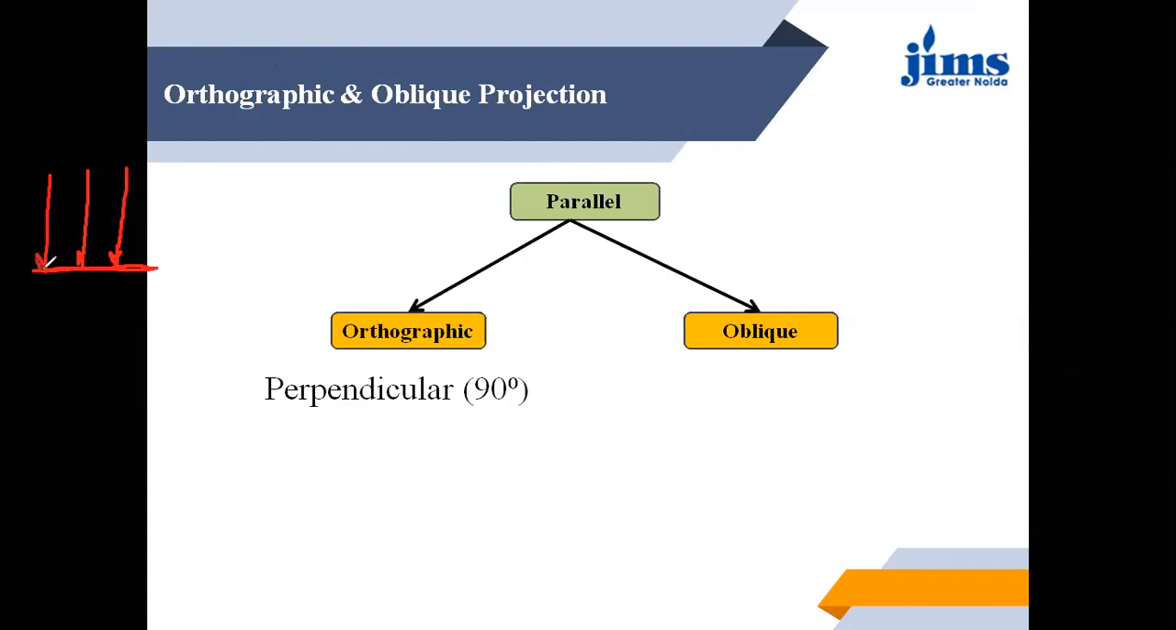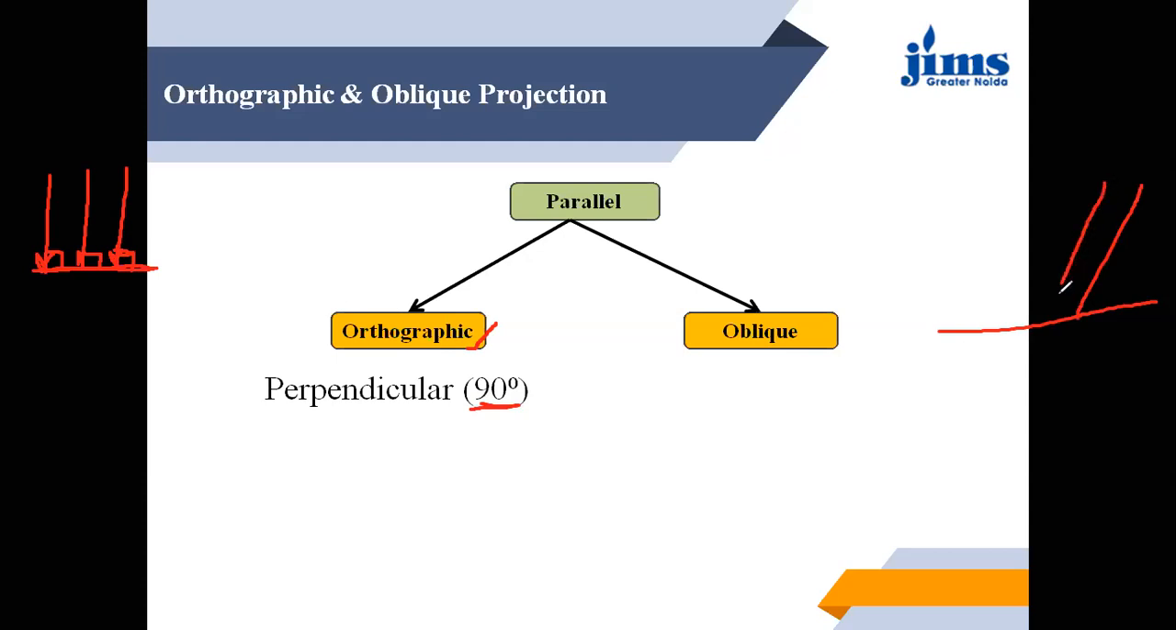So when all the rays are perpendicular to the view plane, means all the rays make an angle of 90 degrees with the view plane, that is called an orthographic projection, where the angle between the plane and the rays is 90 degrees. And in the oblique case, the rays are again parallel. The rays are again parallel.